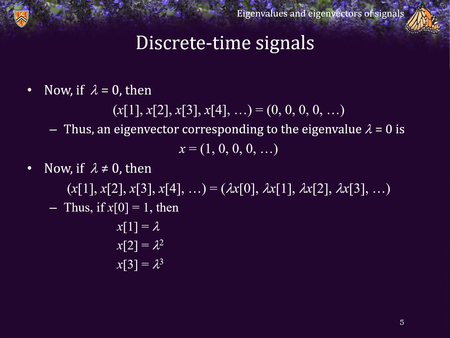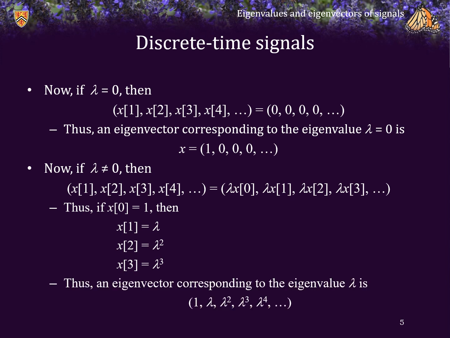But if x1 is lambda, then x2 must be lambda squared. But if x2 is lambda squared, then x3 must be lambda cubed, and so on and so forth. Thus, an eigenvector corresponding to the eigenvalue lambda, when lambda is not equal to 0, is the signal 1, lambda, lambda squared, lambda cubed, and so on and so forth. And this is the geometric sequences, and these are the eigenvectors.